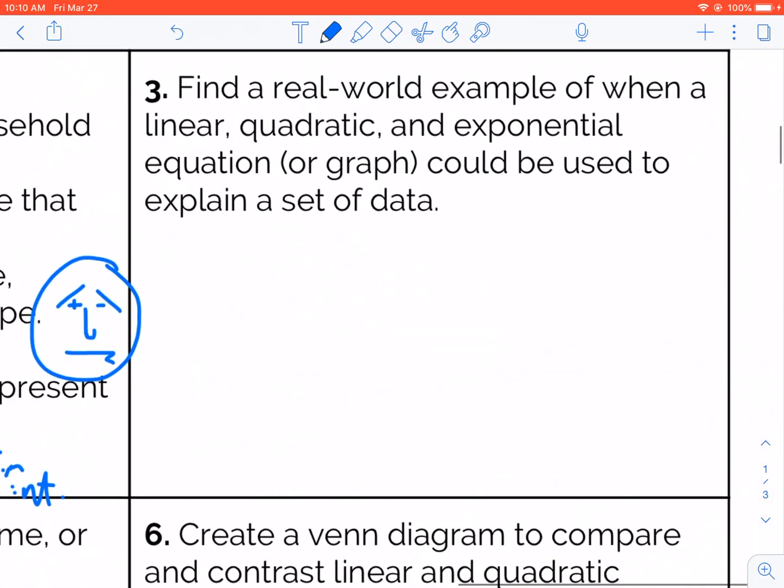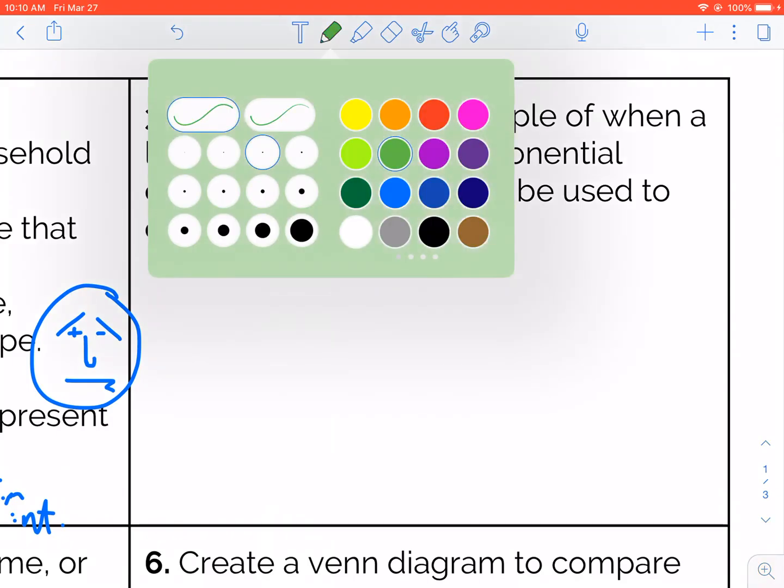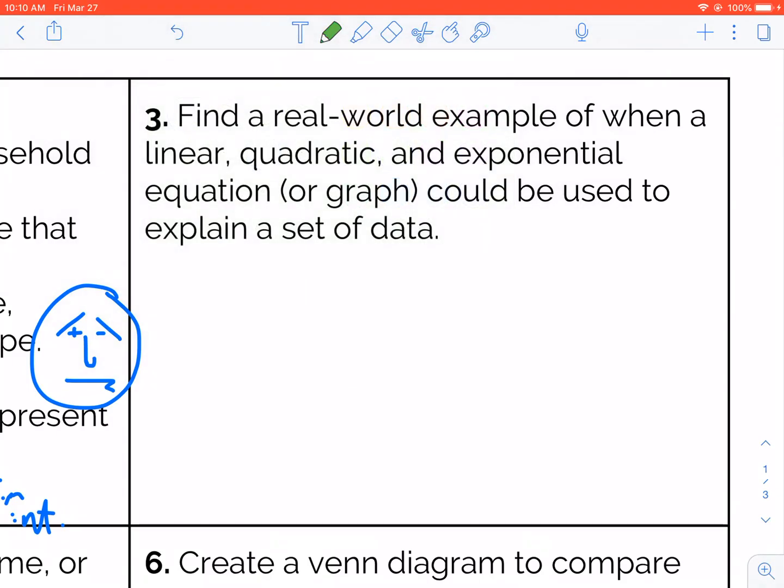Question number 3. Find a real-world example of when a linear, quadratic, and exponential equation or graph could be used to explain a set of data. So linear is going to be a line, quadratic is going to be that parabola, and exponential is like our hockey stick. There's lots of hockey stick information going on right now to explain data that's being given around the world.